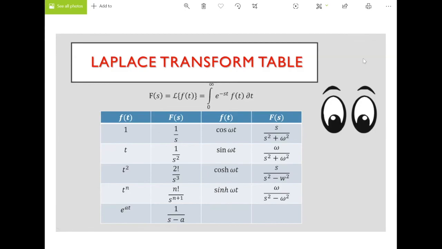Okay, for the next subsequent examples, I will use this Laplace transform table directly. That's it for this video.